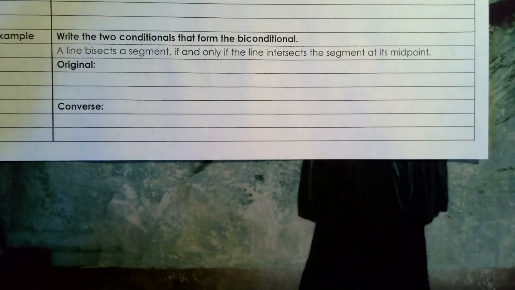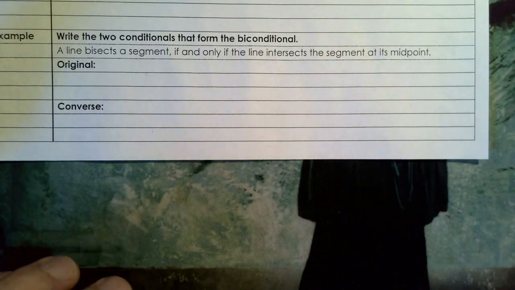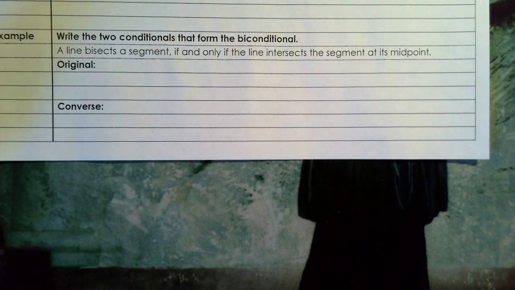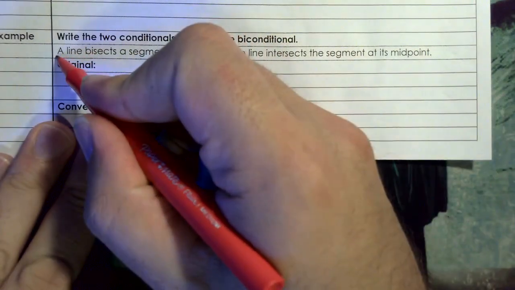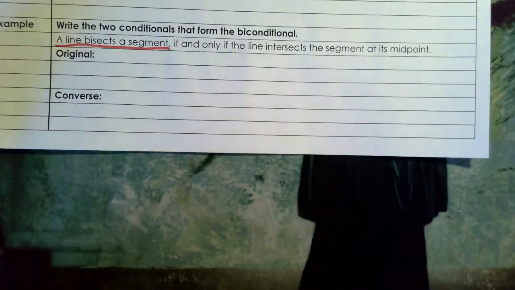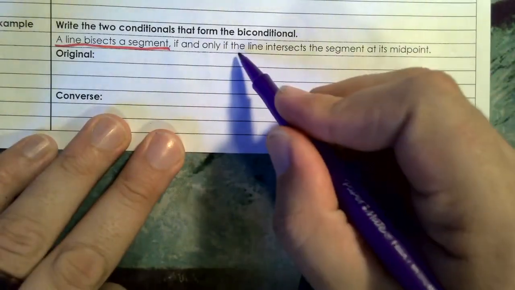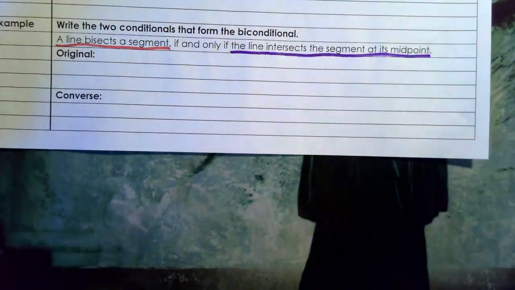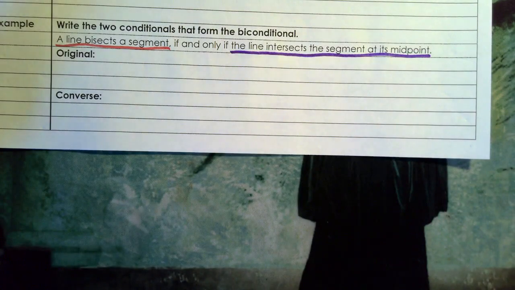Okay, in this next example, we're trying to write the two conditionals that form the biconditional. So we already have the biconditional, and we want to break it up into the two original statements. So we've got this first part of the statement, a line bisects a segment, and then we've got the second part of the statement, after the if and only if. The line intersects the segment at its midpoint.